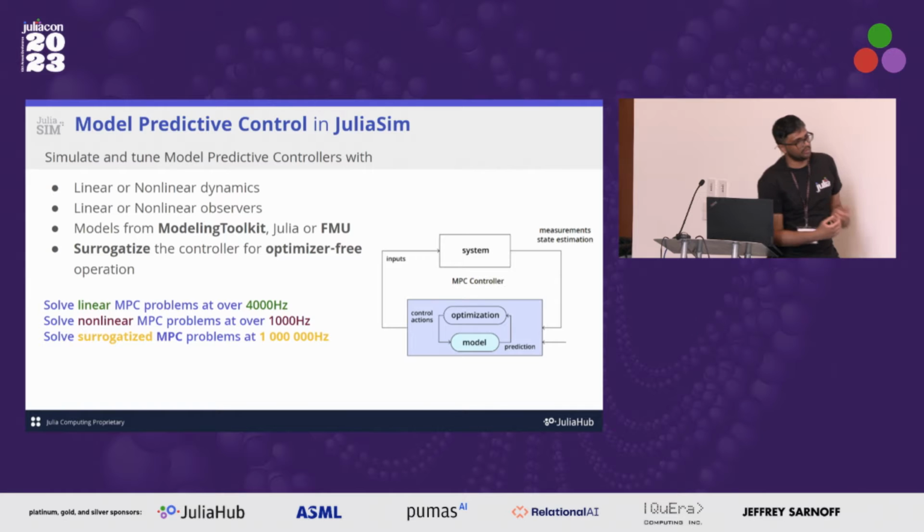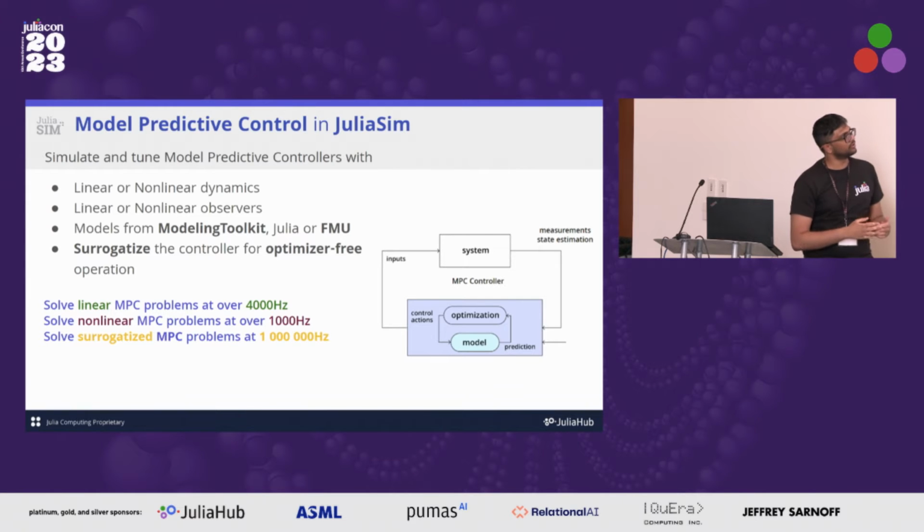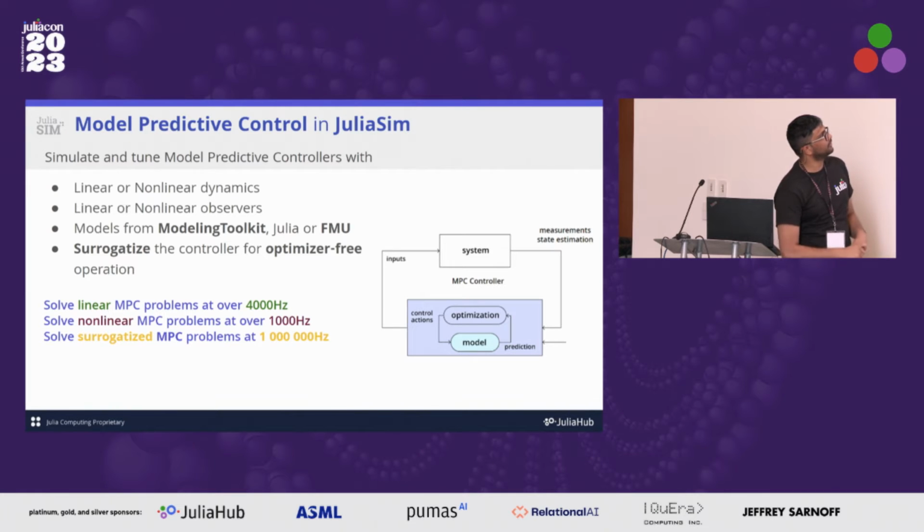So in terms of speed and performance, speed matters because the control inputs need to be available to the real-world system within a specific time frame. So we're able to solve linear MPC problems at about 4,000 hertz, nonlinear MPC problems at about 1,000 hertz, and surrogatized at up to 1 million hertz. So the last is what I'd like to talk about.